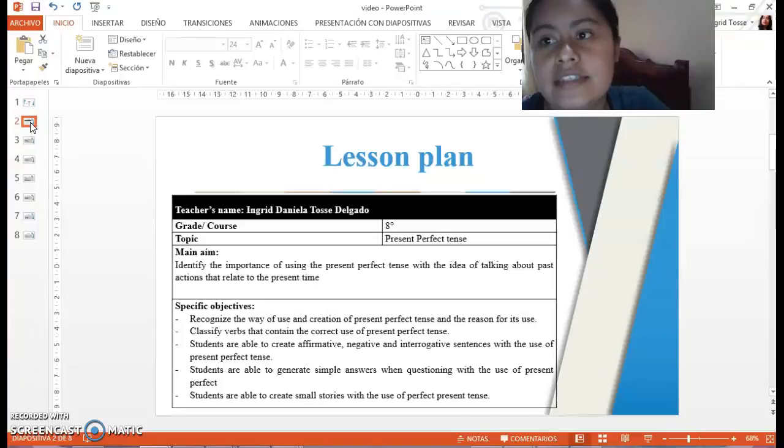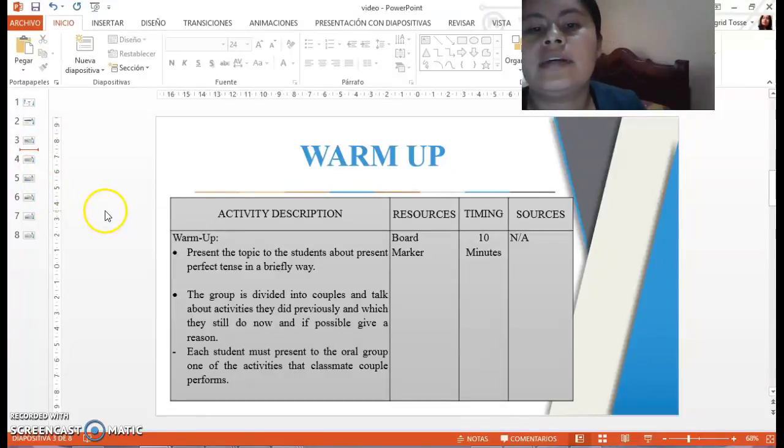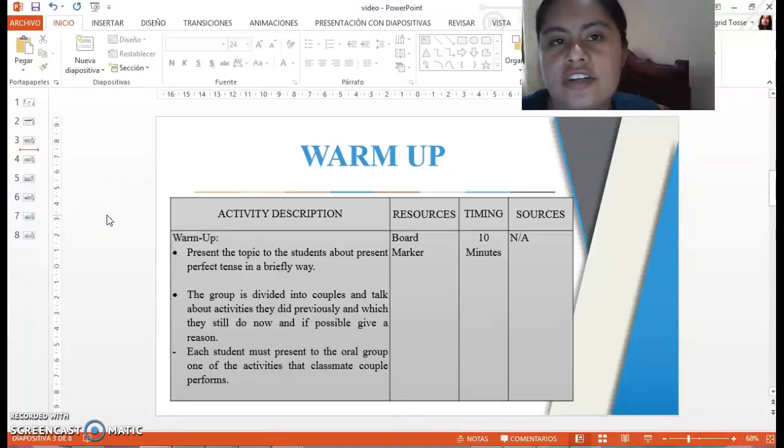The lesson plan is divided in 6 stages: warm-up, presentation, practice, production, assessment, and assignment. In the warm-up, the time established is 10 minutes and the resources are board and marker. The activity is that the teacher briefly presents the topic of the present perfect tense. The idea is to present the information, in what moment it is used, and some examples.